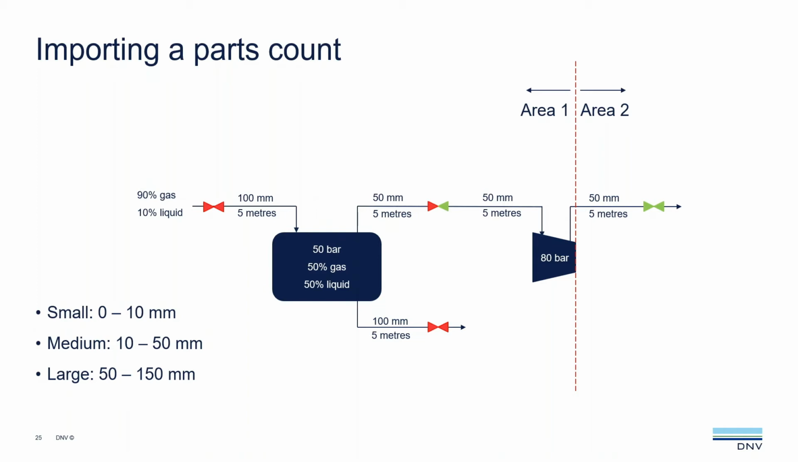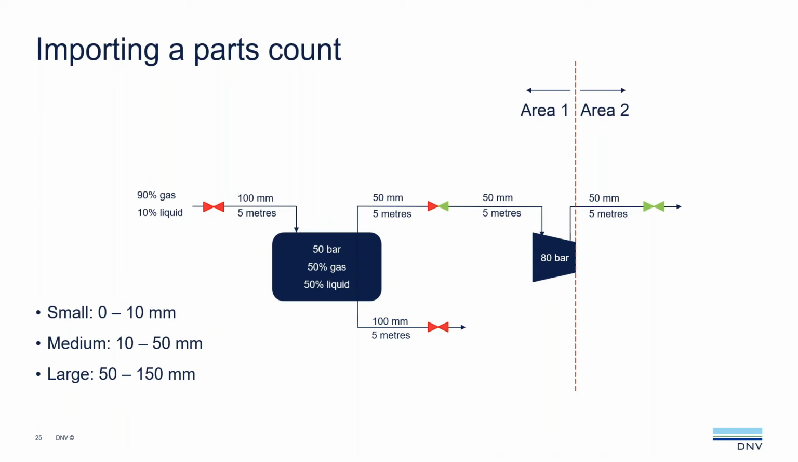We have a pressure vessel at 50 bar with 50% gas by volume. We have a two-phase stream coming into the vessel, which is 90% gas, 10% liquid by volume, and we have 5 meters worth of 100 millimeter pipework. Coming out of the vessel, we have a liquid stream at the bottom, which has 5 meters worth of 100 millimeter pipework. And coming off the top, we have a gas stream that has 5 meters worth of 50 millimeter pipework.